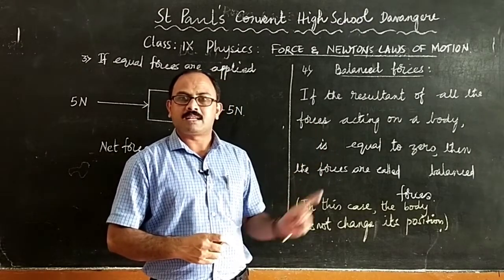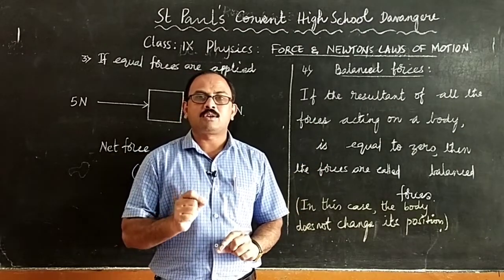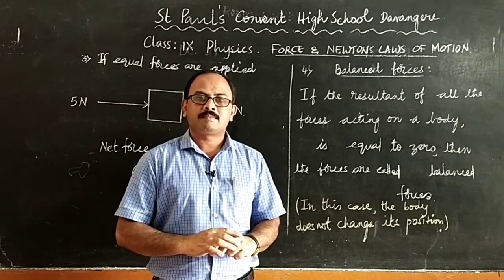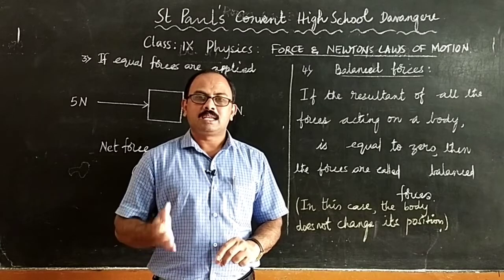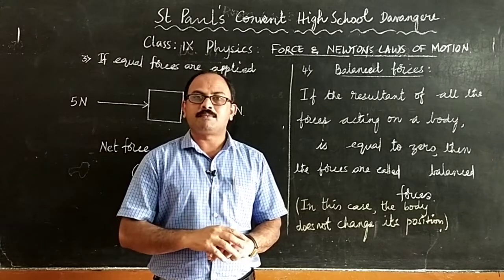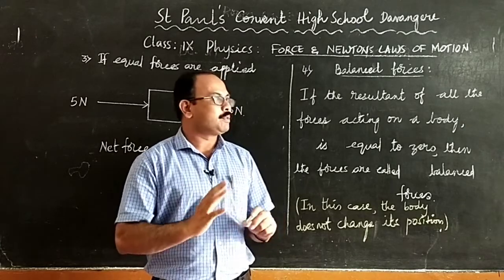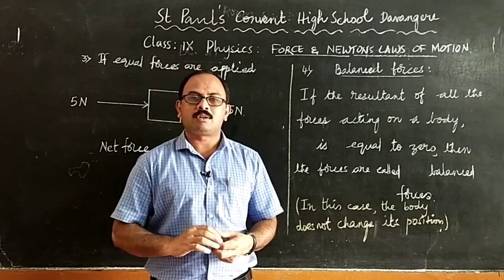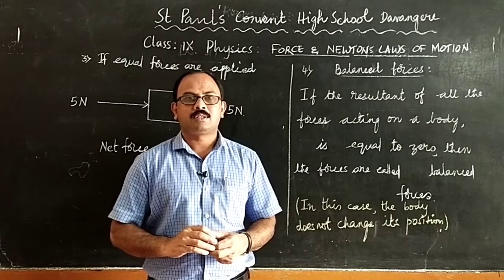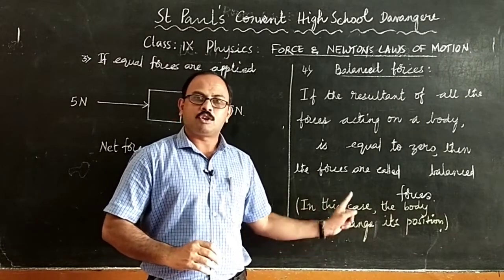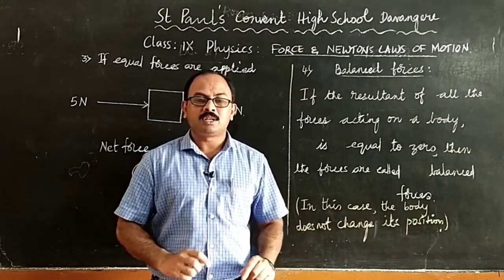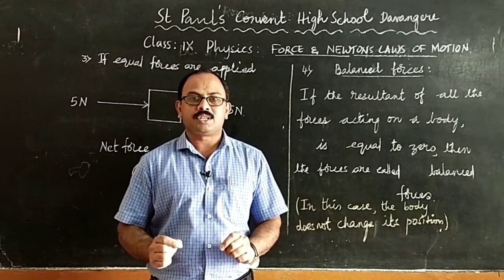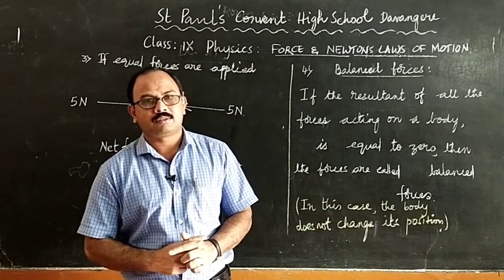Balanced means, if the resultant of all the forces acting on an object is equal to 0, then the forces are called balanced. Unbalanced means, if the resultant of all the forces acting on the object is not equal to 0, then the forces are called unbalanced forces. During balanced forces, the object does not change its position. During unbalanced forces, the object changes its position.